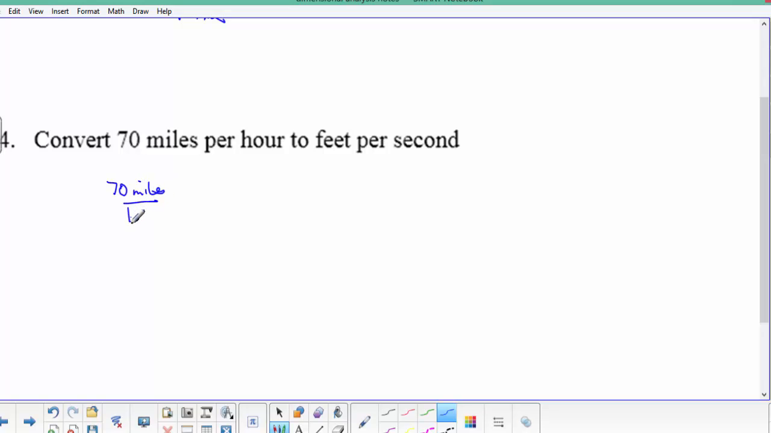Number 4, if we're going to convert 70 miles per hour, and this time we want to go feet per second, so we're actually changing both. Again, I want to go 1 mile is 5,280 feet.